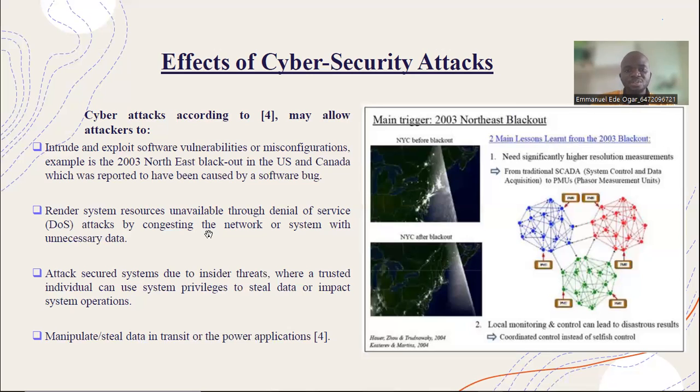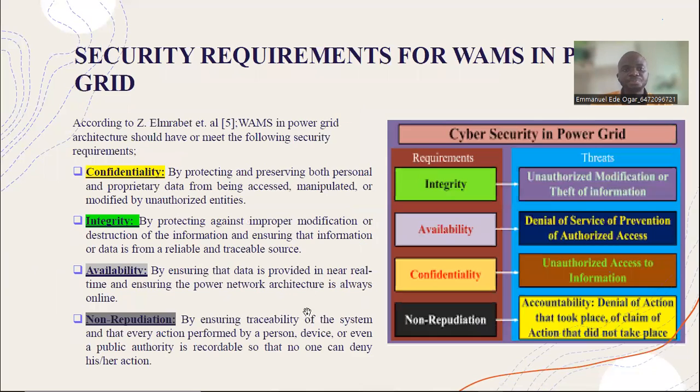It may also allow attackers to attack secure systems due to insider threats, where a trusted individual can use system privileges to steal data or impact system operations. Cyber attacks may also allow attackers to manipulate or steal data in transit on the power application. So, security requirements for WAMS in power grid. WAMS in power grid architecture should meet the following security requirements.